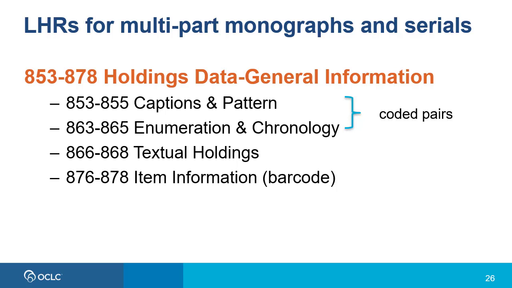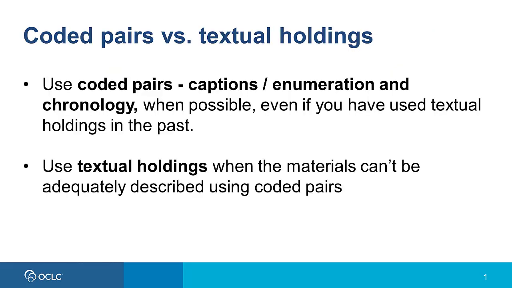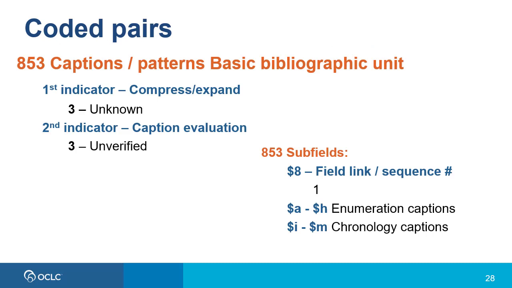You would use the coded pairs, captions, and enumeration and chronology when possible, even if you have used textual holdings in the past. In serials issues management, new serials issues are added with the coded pairs. And you would use textual holdings when the materials can't be adequately described using coded pairs. For example, if you had a multi-part monograph without captions or numbering. So we'll go over the coded pairs first.